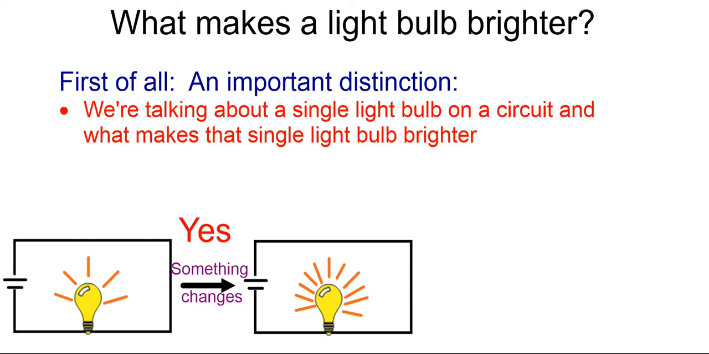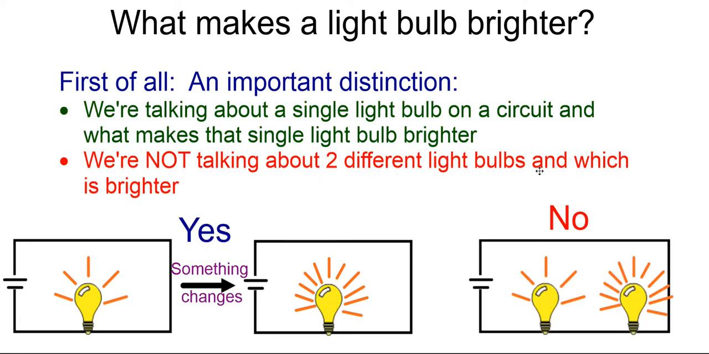We're not talking about this. We're not talking about two different light bulbs and which one is brighter. This one could have more power. This could be a 70-watt bulb, and that's a 50-watt bulb. Okay, and so on the same circuit, that'll be brighter. We're not talking about that. We're talking about taking a single bulb, changing something, and what will make it brighter.